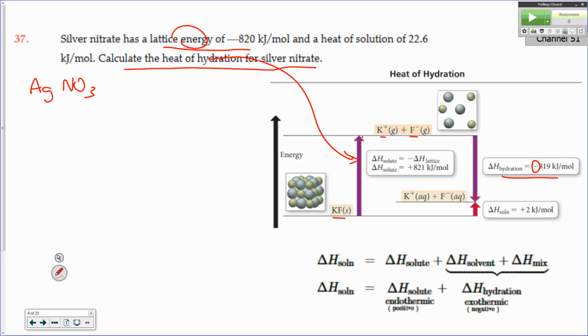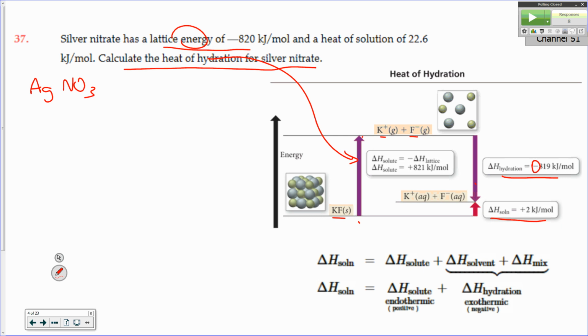The heat of solution is the difference between the energy required to pull them apart versus the energy that's released. So the heat of solution could be exothermic or endothermic, depending. We talked about the heat packs versus the cold packs. Sometimes it's significant, sometimes it's not very much. In this case, it's 2 kilojoules per mole. You'd barely be able to feel the temperature difference.